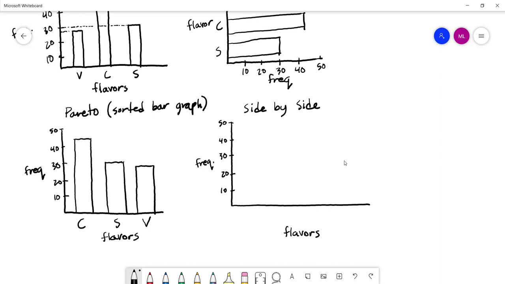Maybe our ice cream shop sells a seasonal product. Obviously, ice cream is a seasonal product. It's more popular in the summertime and less popular in the wintertime. And so maybe we want to keep track of what the sales look like season by season. That way they don't overstock accidentally in the winter by ordering the same amount of ice cream that they order in the summer and it just sits there. So maybe we want to compare, we've got our flavors, vanilla, chocolate, and strawberry. It doesn't need to be sorted anymore. But maybe we have two.